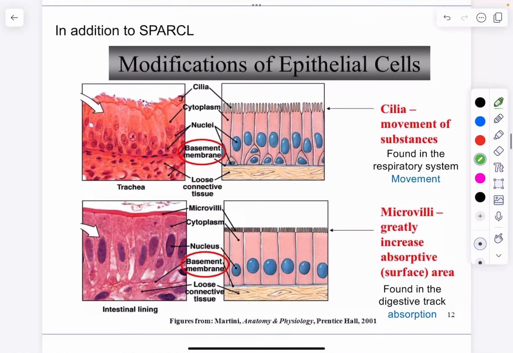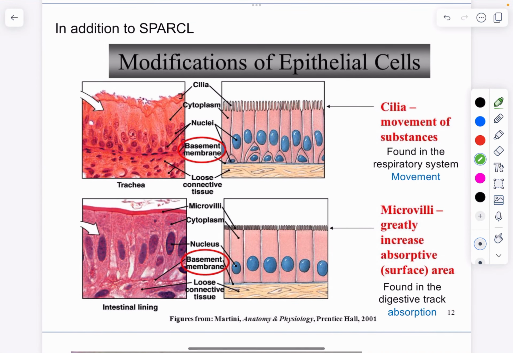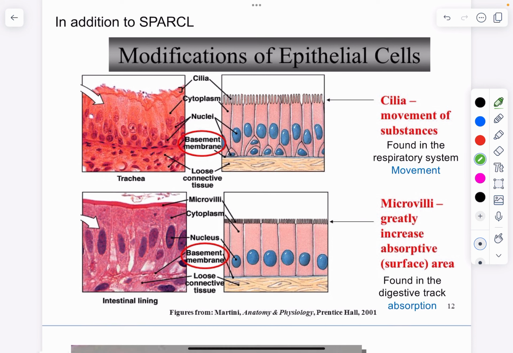Okay, so in addition to sparkle, and I touched on this when we were talking about polarity, there are two surface modifications that can happen on the apical domain of an epithelial cell, okay? And so I'm just going to write this here. So they are surface modifications that can happen on the apical domain. All right, so one of them is cilia, okay?